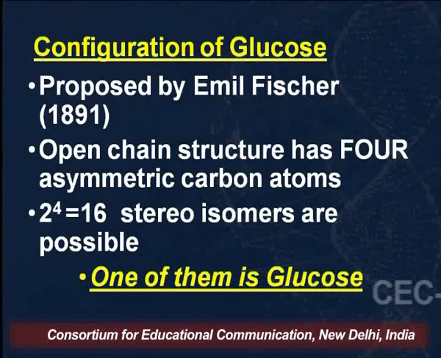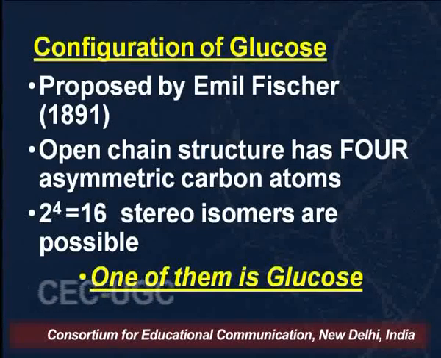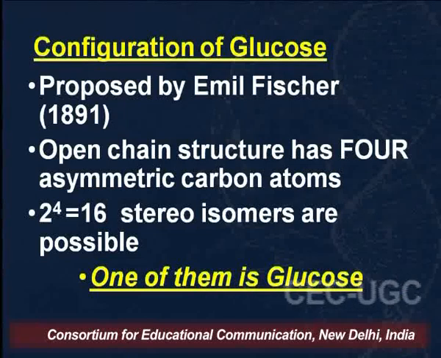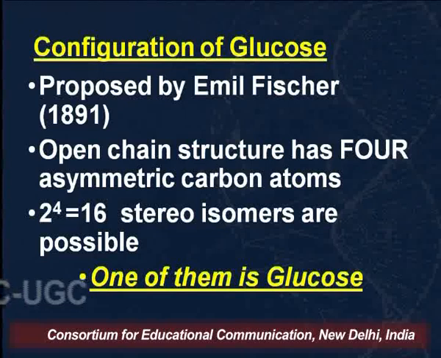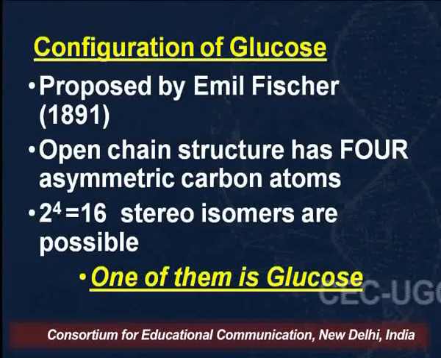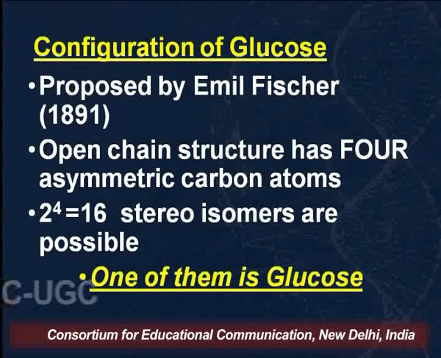You know the formula is 2 to the power of n, where n is the number of asymmetric carbons. Now, since aldohexoses have 4 chiral carbons, the total number of stereoisomers possible would be 16, and one of them is going to be glucose.